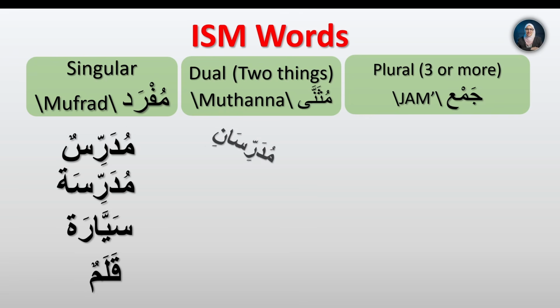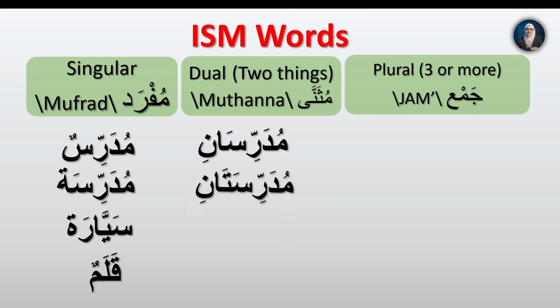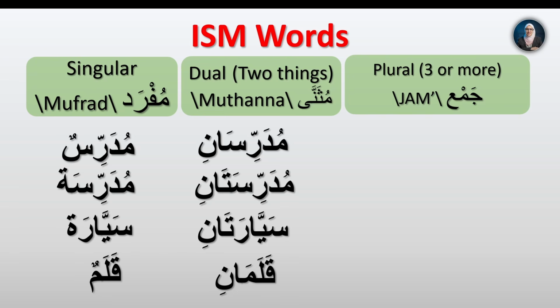مدرسان, two teachers. مدرستان, two female teachers. سيارتان, two cars. قلمان, two pens. No exception in this rule. All the human and the non-human words follow the same one. And for jama, you have three types of jama.